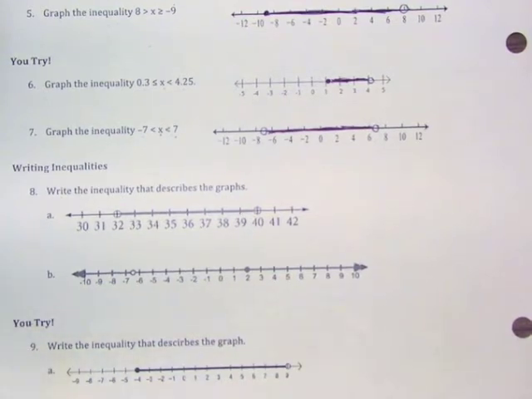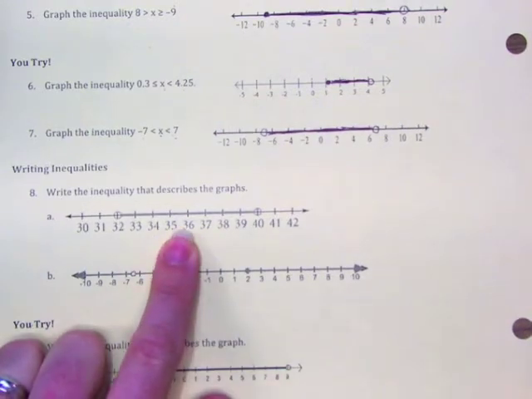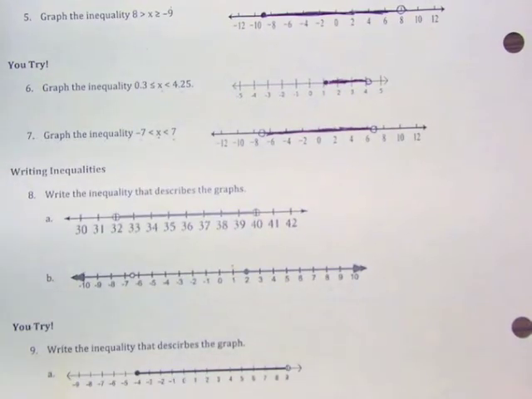Okay, now we're going to switch gears. Up until now, we've been drawing the graph. Now we're going to work backwards. We're going to say, this is the graph. We want to write the inequality that represents this graph. So we're going to take a moment and look at this carefully.